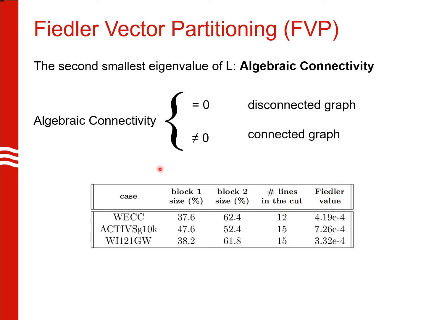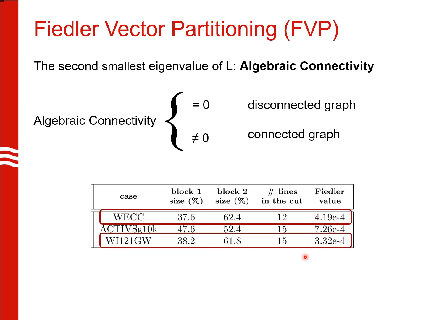Having these values calculated for the three networks, we can conclude that VEC and WI model more or less have similar block size. However, active SG has a different block size than what is seen in the VEC model. The number of lines present in the cuts in the two synthetic cases is close to what is seen in VEC, and the WI model has closer Fiedler value to what is seen in VEC. Therefore, we can conclude that with respect to this measure, WI shows more realistic behavior.